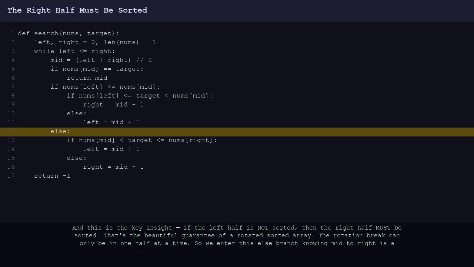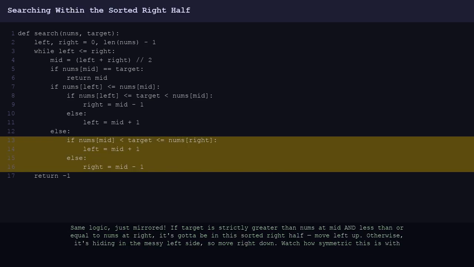And this is the key insight, if the left half is not sorted, then the right half must be sorted. That's the beautiful guarantee of a rotated sorted array. The rotation break can only be in one half at a time. So we enter this else branch knowing mid to right is a nice, clean, ascending sequence.